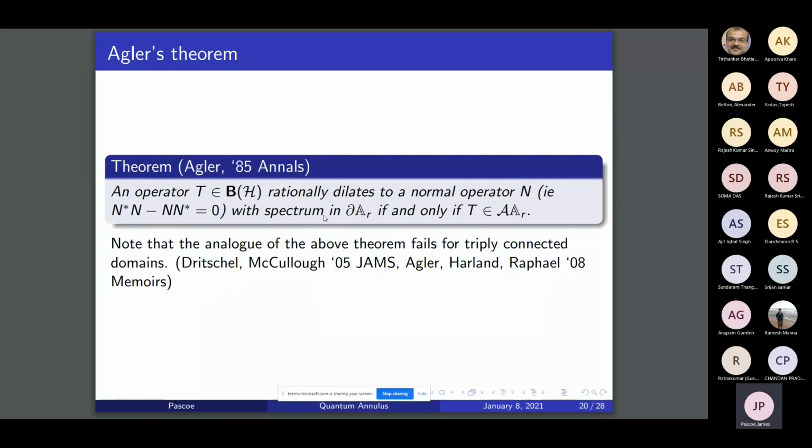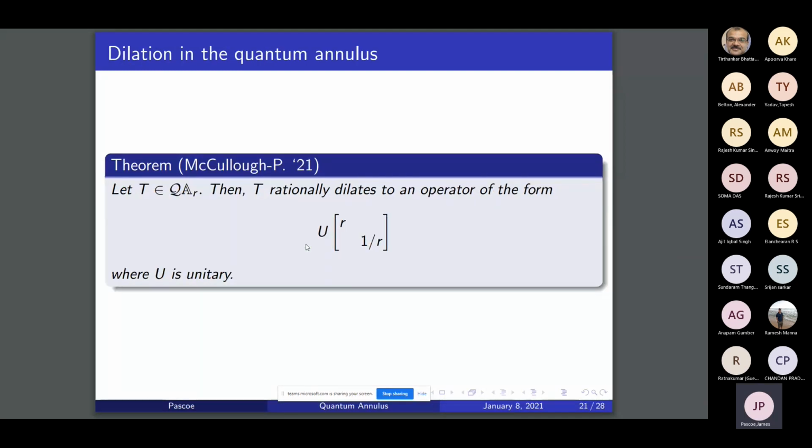So recently, Scott McCullough and I got interested in the problem of what operators in the quantum annulus dilate to. So we know that contractions dilate to unitaries. We know that things that have the annulus as a spectral set dilate to normal operators with spectrum in the boundary of the annulus. So we were trying to figure out what operators in the quantum annulus dilate to.